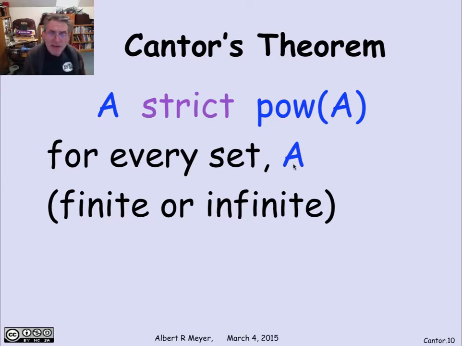Because remember, if A is finite, say A has n elements, then the power set of A has 2 to the n elements, and you can check that even for n equals 0, n is less than 2 to the n. 0 is less than 2 to the 0, which is 1. 1 is less than 2 to the 1, which is 2. 2 is less than 2 squared, which is 4, and so on. So even for finite sets, we have A strict power set of A, but the cool thing is that it works even for infinite sets.